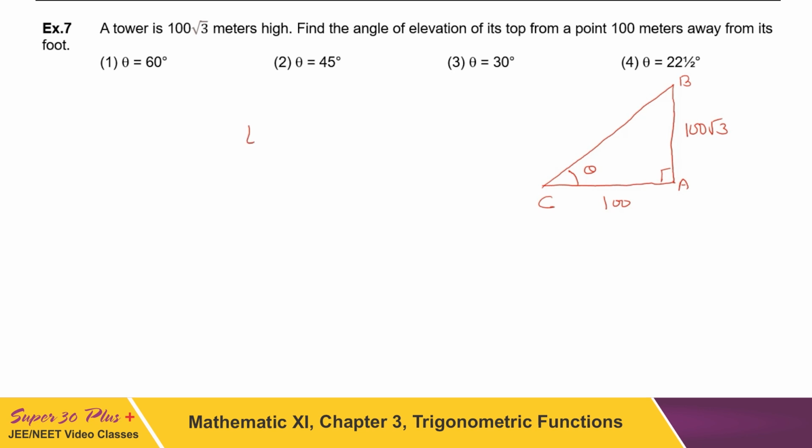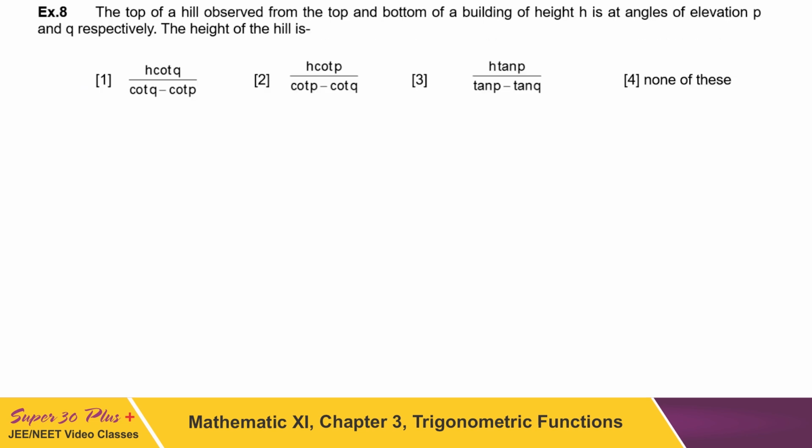Then find tan theta. What is the value of tan theta? It is 100 root 3 upon 100, and it is equal to root 3. As we know, the value of theta pi by 3, at which tan theta is root 3, means theta is equal to 60 degree or pi by 3. Your angle of elevation is 60 degree and option 1 is the correct answer. Students, let's see one more question.